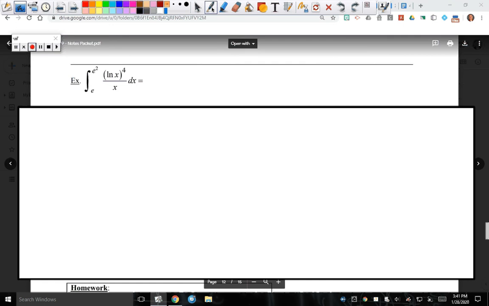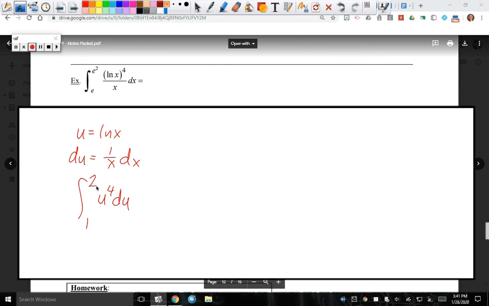Okay? What's u? Natural log of x. What's du? 1 over x dx. What's the rewrite? U to the 4th du. Nice. What's the lower bound? 1. What's the upper bound? E. No, 2e. Or 2.